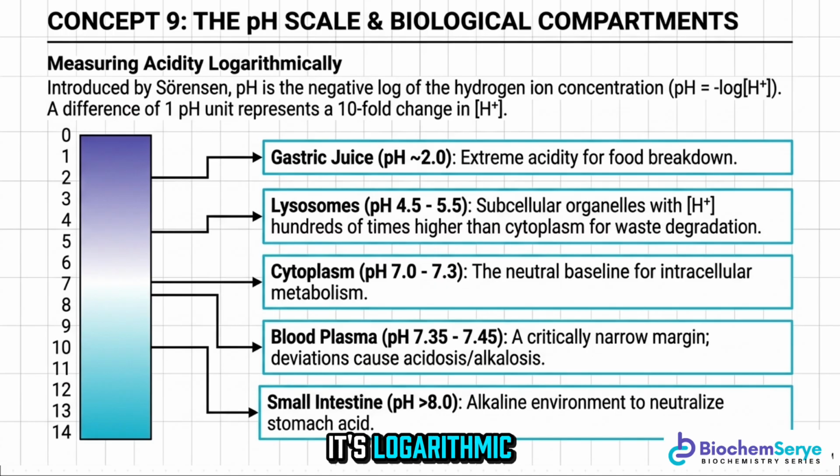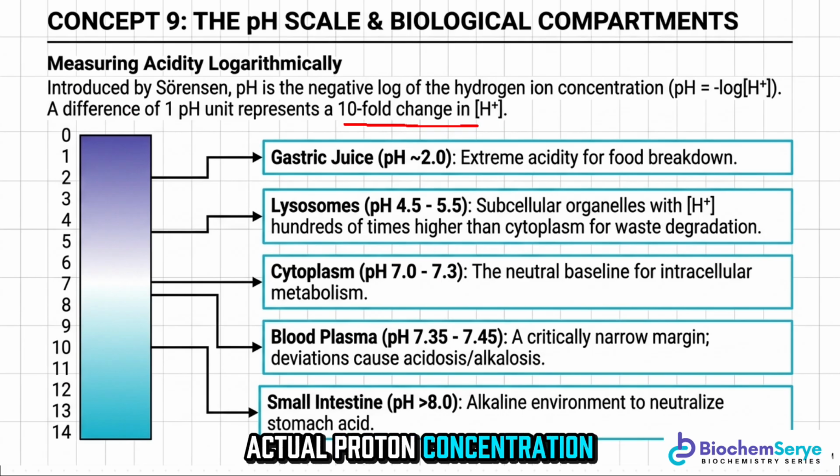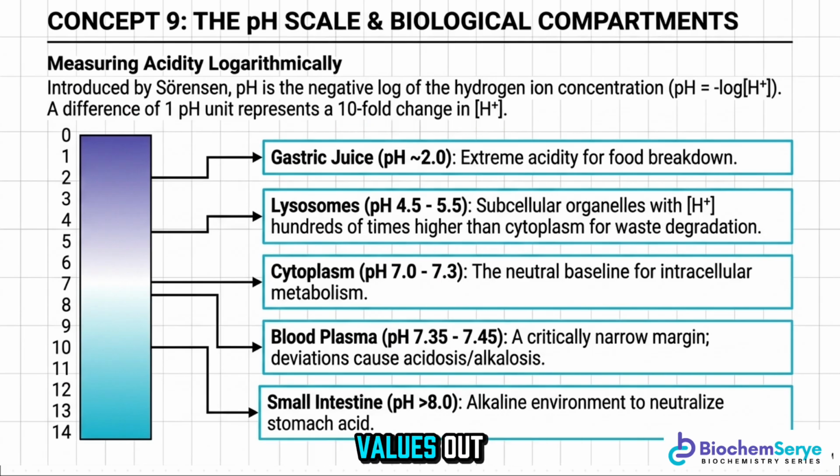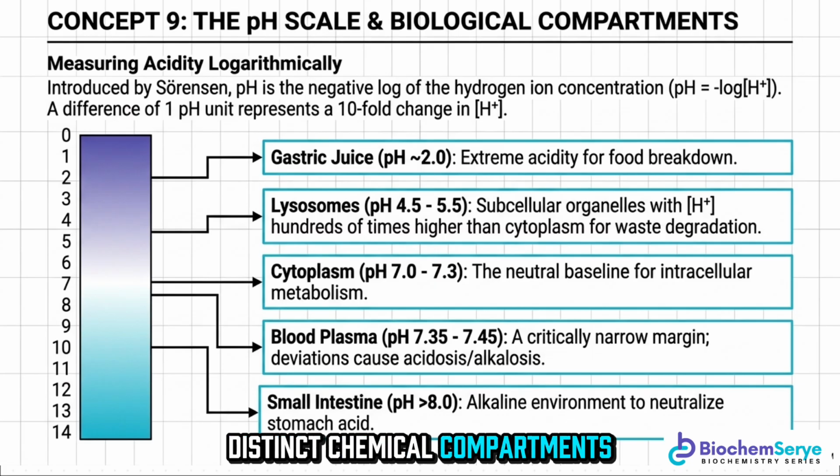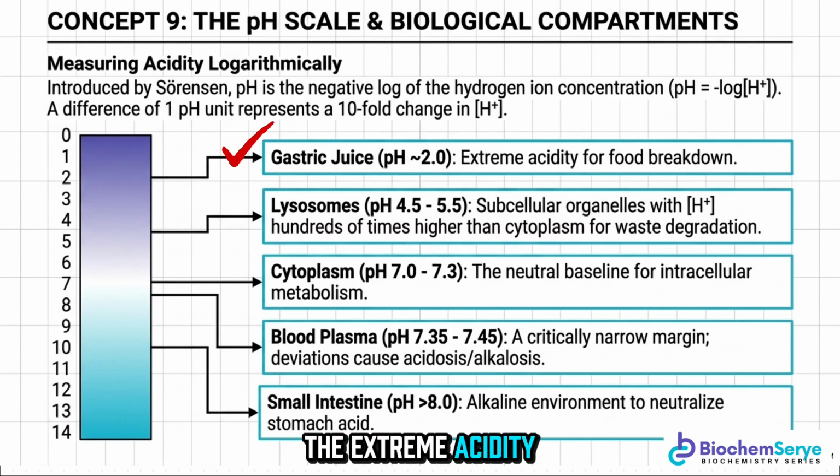Because it's logarithmic, a difference of just 1 pH unit represents a massive 10-fold change in actual proton concentration. By mapping these values out, we can see how our body actively engineers distinct chemical compartments. We start with the extreme acidity of gastric juice around pH 2.0 for breaking down food. Lysosomes inside our cells operate at 4.5 to 5.5, ensuring their destructive enzymes are safely isolated from the neutral cytoplasm, which sits at 7.0 to 7.3.